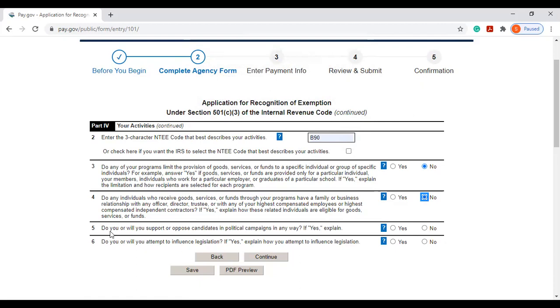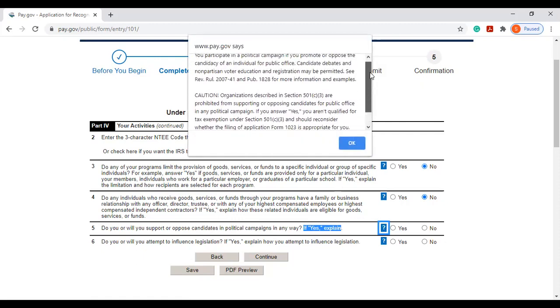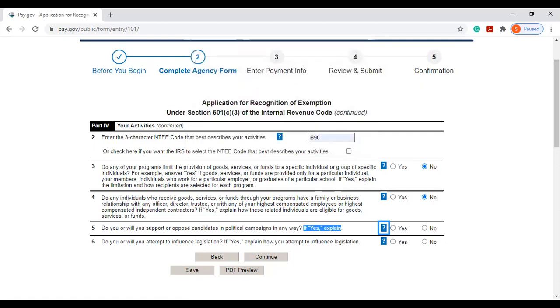And then number 5, do you or will you support or oppose candidates in political campaigns in any way? The you is the organization, not you personally. Remember, your organization is always separate from your personal life. So will this organization support or oppose candidates? Well, if yes, explain. Click on the question mark, and I'm not going to read all of this, but I would advise you to if you think your organization should support or oppose political campaigns. So for now, I'm going to put no.